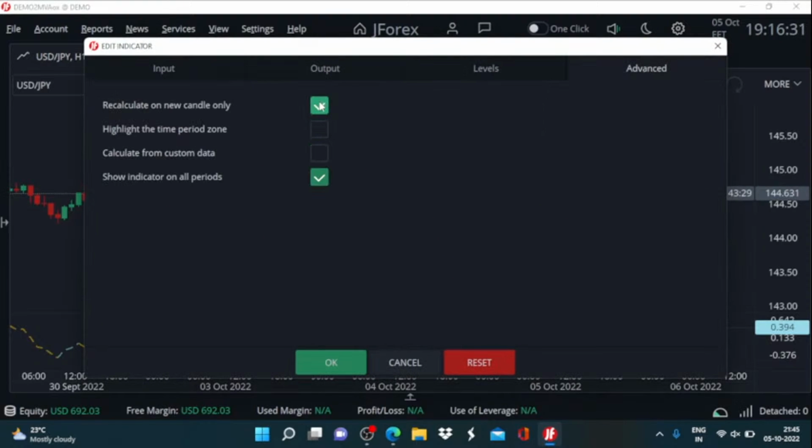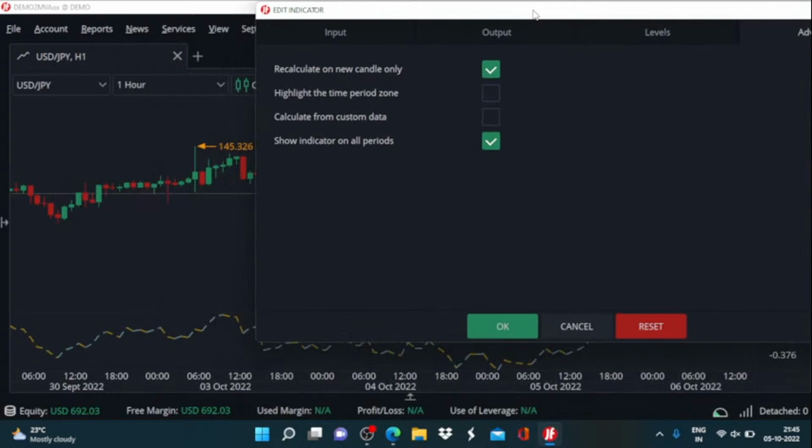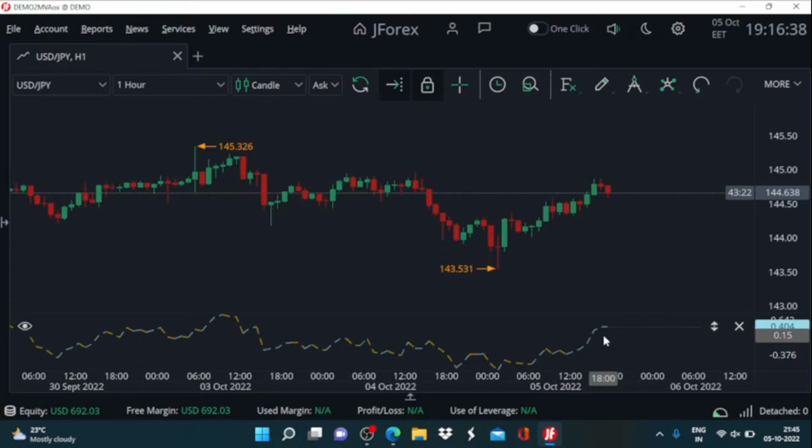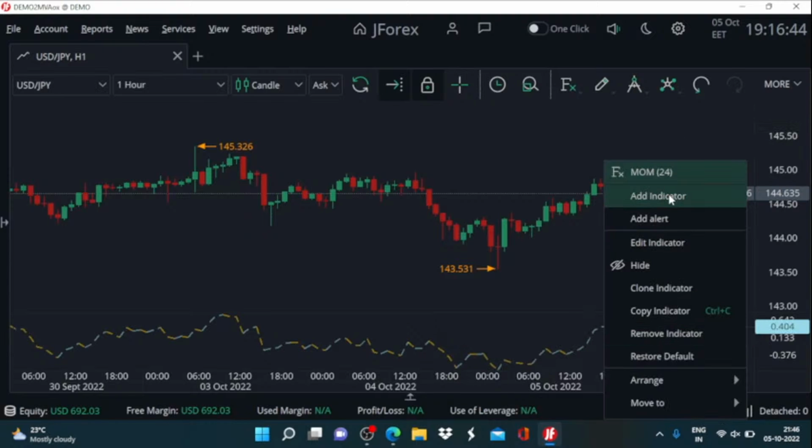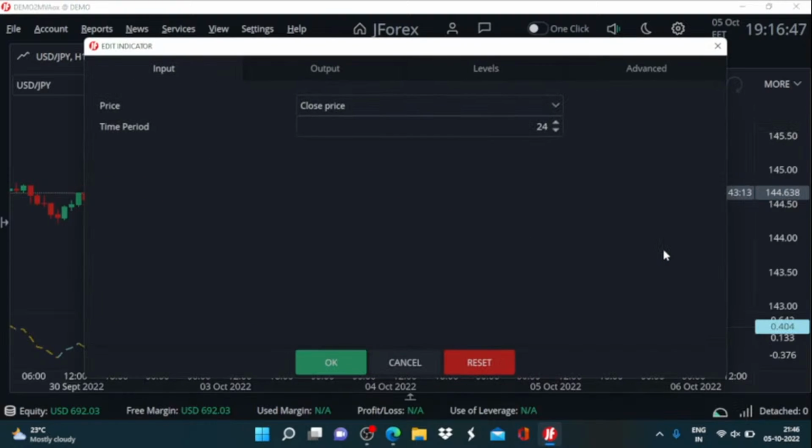Highlight the time period zone. If you want to be mindful of what the calculation period is, then you can opt for highlighting the calculation period. So this makes it easier to spot what our current calculation period is. All right.